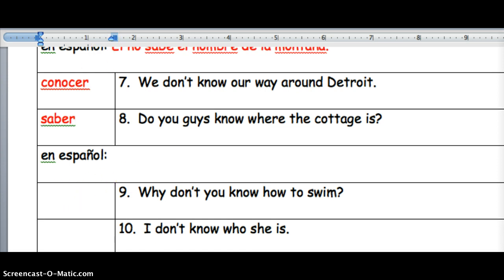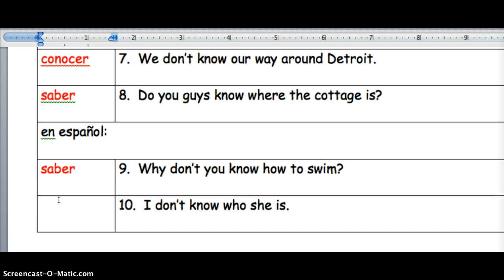Why don't you know how to swim? Well, I hear the phrase, to know how to do something. So you're going to have a form of saber in this sentence, followed by the infinitive of the verb to swim.